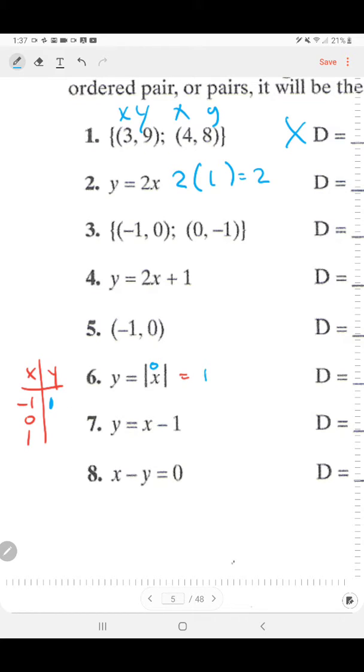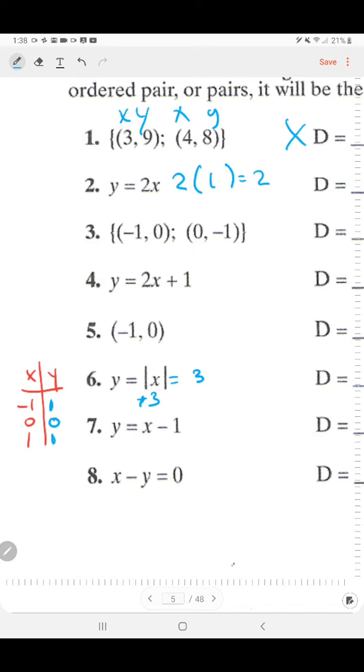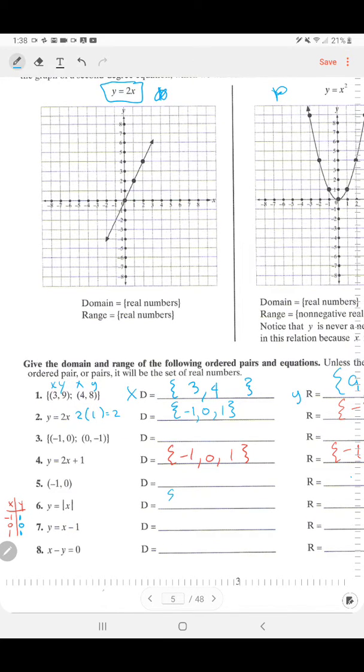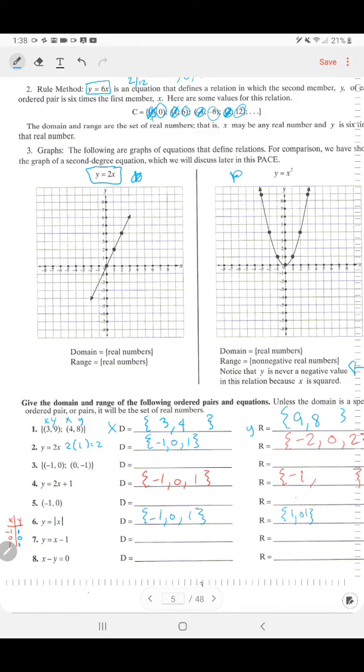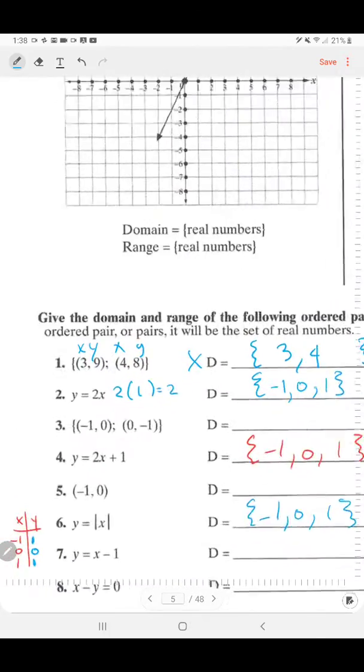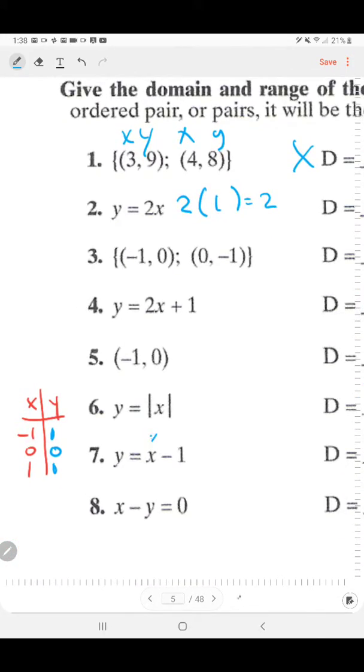So if I plug in 0, the answer is 0. If I plug in 1, the answer is 1. The only answers that change is when it's a negative number. So again, if it's like a -3 that you plug in, the answer is going to be +3 because you just dropped the negative sign. So for that one, number 6, -1, 0, 1, and then 1, 0, 1. Okay. And then for number 7, again, just plug in -1, 0, and 1 and subtract 1.